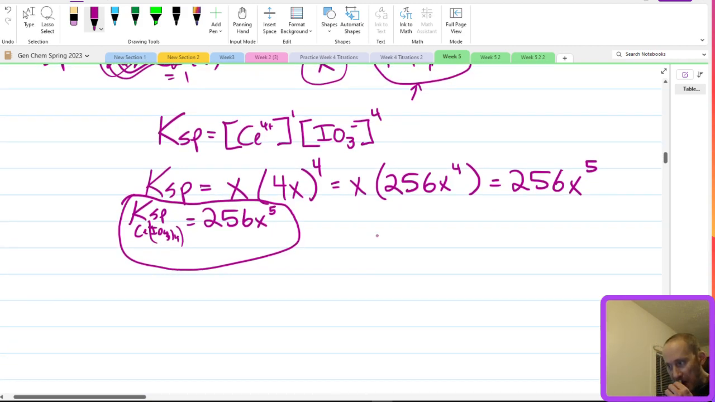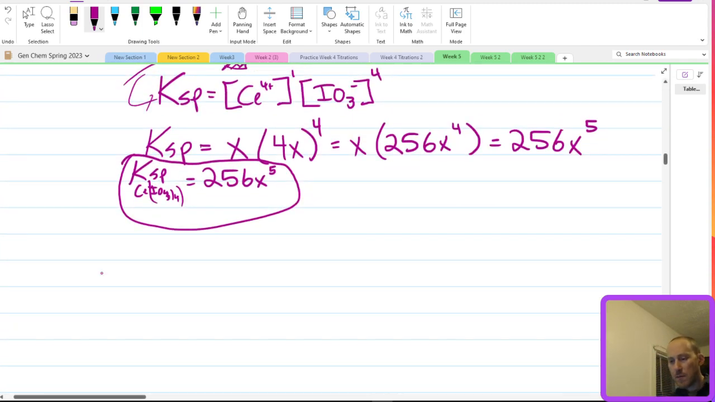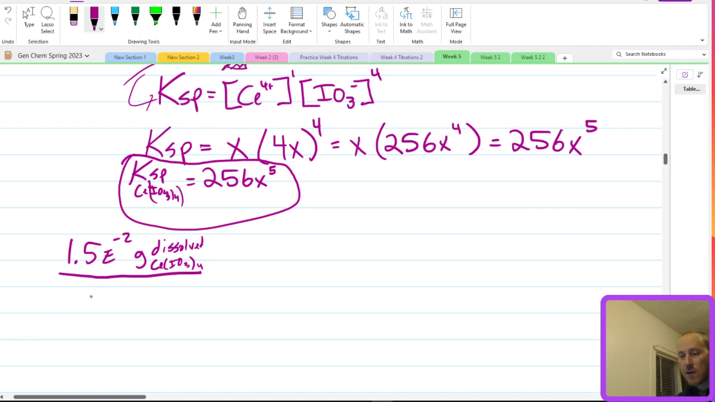So the thing is, we could use that for x. That is what x is. That's the molar solubility. Sorry, it's not the molar solubility. That's the solubility by mass, I guess. We just need to convert it to molar solubility in order to use that and get a standardized K. So we have 1.5 times 10 to the minus 2 grams dissolved. Let's just go the whole nine yards and name it by name: that many grams of dissolved cerium(IV) iodate per 100 milliliters, which is 0.1 liters, right?